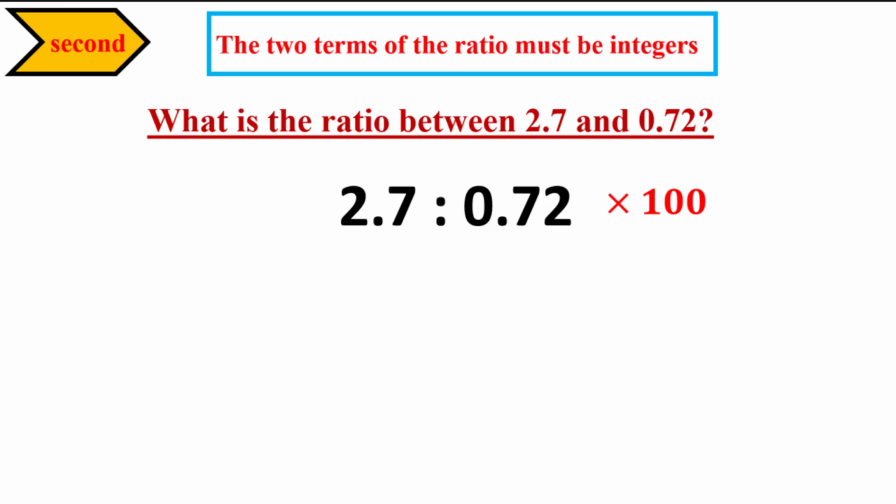Do you remember the rule? Just move the decimal point to the right two decimal places. You have to put 0 here. It will be 27 or 270 to 72.